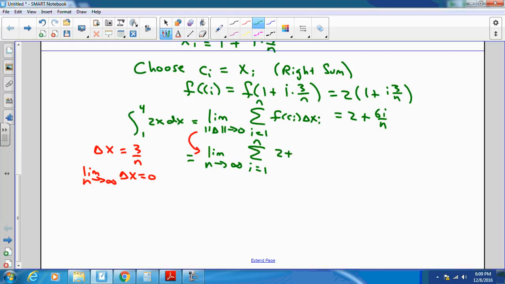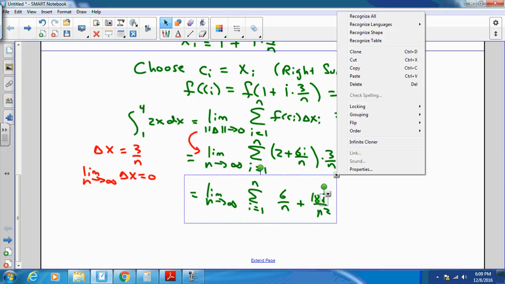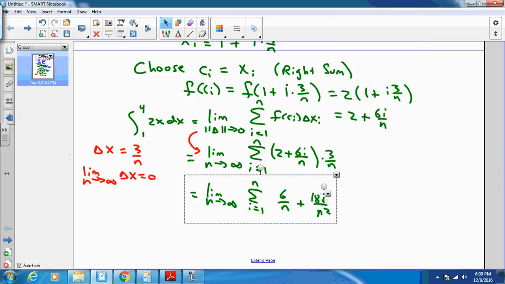And that's when we get the sum from i equals 1 to n of f of c sub i times delta x sub i. Clean that up a little bit, and our first job is done. Our first job was to simply set up the Riemann sum, and we have accomplished that. Notice that we had to distribute our 3 over n into both terms. Okay? Now, the next question is how to evaluate this sum. So, let me copy this sum and take it over to the next page.